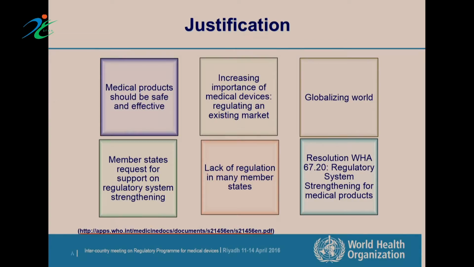We live in a globalizing world, and that means most countries in the world, not only low and middle income countries, but also high income countries, are importing countries. They don't have oversight of the manufacturer somewhere in the world. The manufacturer may not be in the licensing country. So it's a huge globalized world, and if we want to have oversight, we should regulate and we should harmonize.